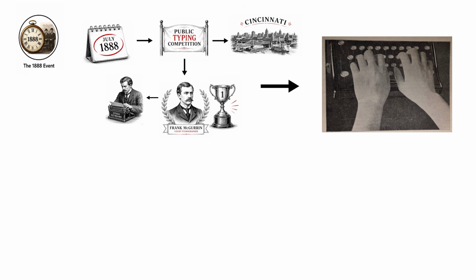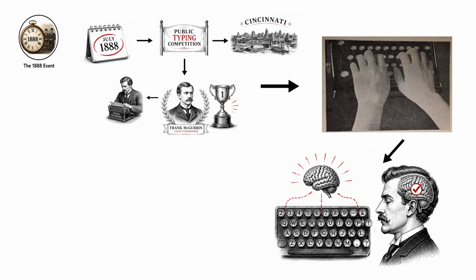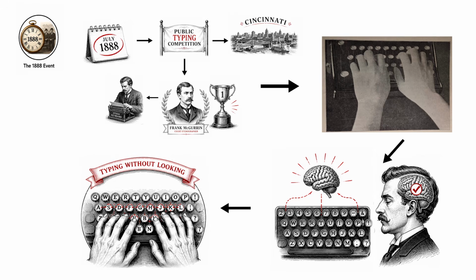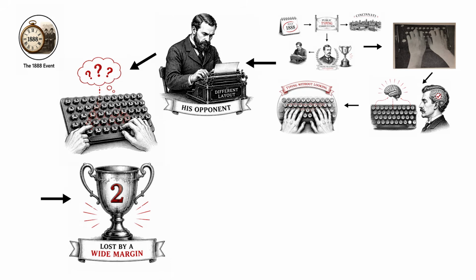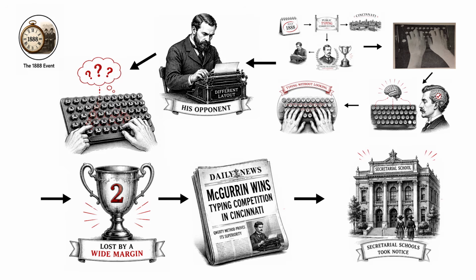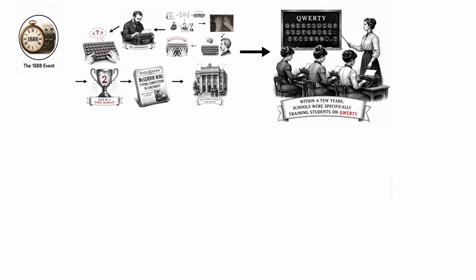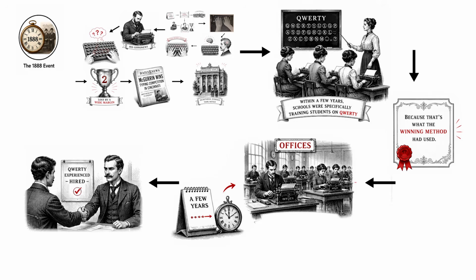McGurran had done something almost nobody else had at the time. He'd memorized the QWERTY layout completely and could type without looking down at the keys, a technique that didn't even have a common name yet. His opponent used Hunt and Peck on a different layout and lost by a wide margin. Newspapers reported it. Secretarial schools took notice. Within a few years, schools were specifically training students on QWERTY because that's what the winning method had used. Offices then hired people who already knew it.